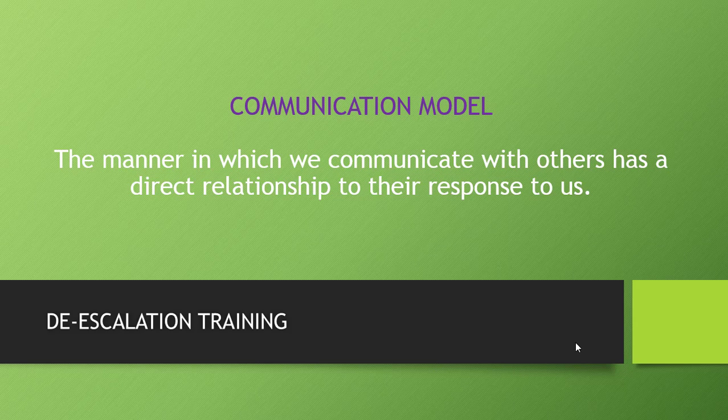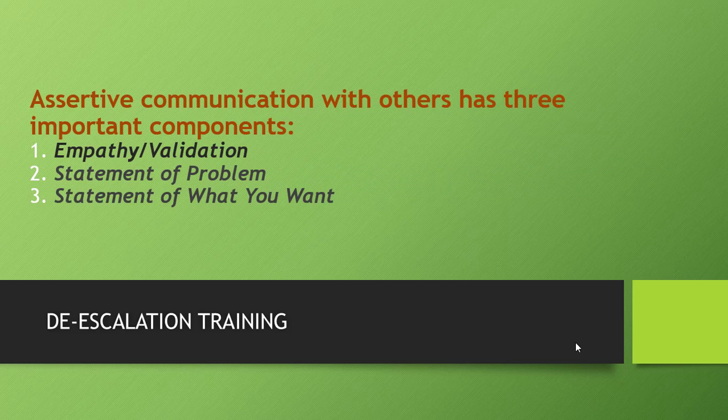The manner in which we communicate with others has a direct relationship to their response to us. Assertive communication with others has three important components. The first is empathy and validation. The second is statement of problem. And finally, a statement of what you want.